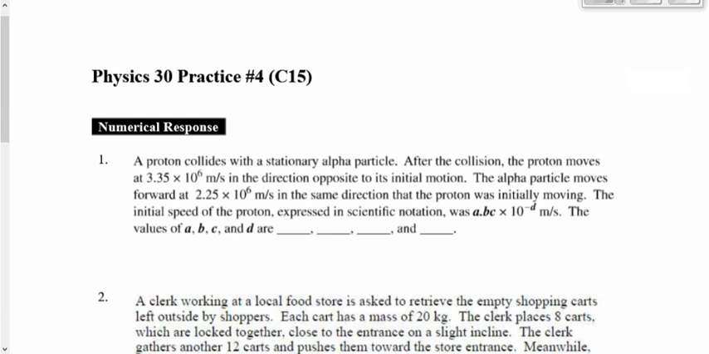On the right-hand side, page 2 of your data sheet, scroll down and you can see the mass of the proton and the mass of the alpha particle, and a couple other things as well. After the collision, the proton moves at 3.35 times 10 to the 6 in the direction opposite to its initial motion. So if it was moving positive, now it's moving negative.